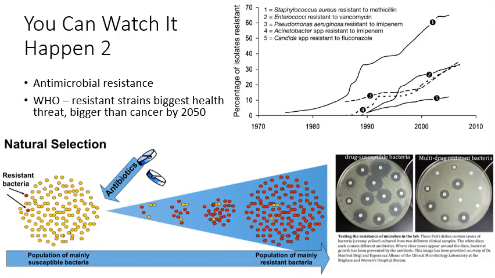Another example of watching evolution happen is, unfortunately, antimicrobial resistance. So we've had antibiotics since about the 1960s, so about 60 years. And they've really revolutionized medicine because now if you get sick with a bacteria and your immune system can't handle it, you can just take an antibiotic that will kill the bacteria. However, since we've been using antibiotics widely, we've started to see new strains of bacteria emerge that are resistant to our antibiotics.